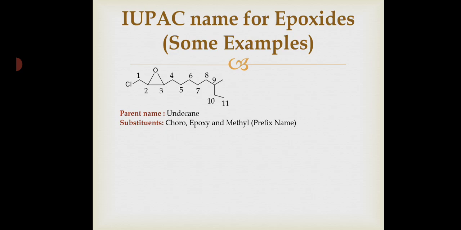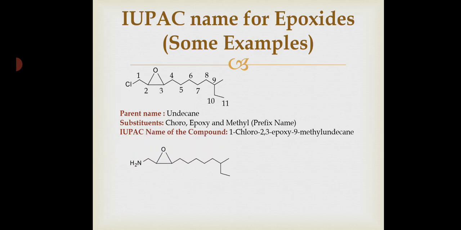So, what is the IUPAC name of this compound? The IUPAC name is 1-chloro, 2,3-epoxy, 9-methyl undecane. 1-chloro, 2,3-epoxy, 9-methyl undecane. Now look at this next example. What is the difference between this example and the previous example? We have just replaced the chloro group with the amino group. Now, if you remember, amines are a principal functional group and its name comes at the suffix.